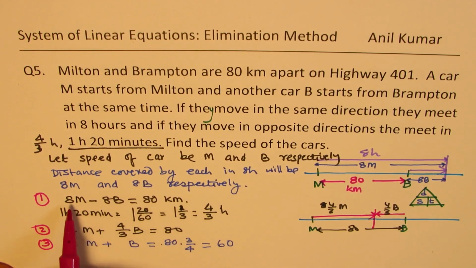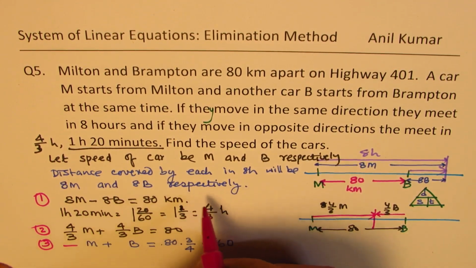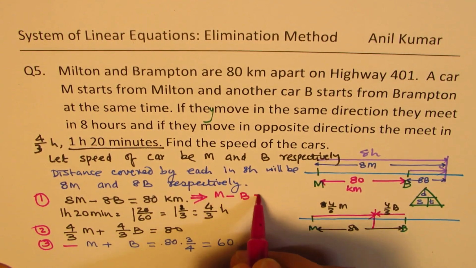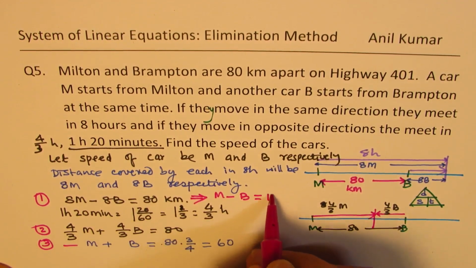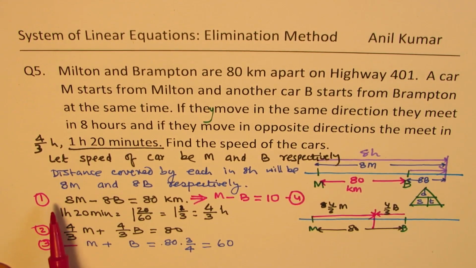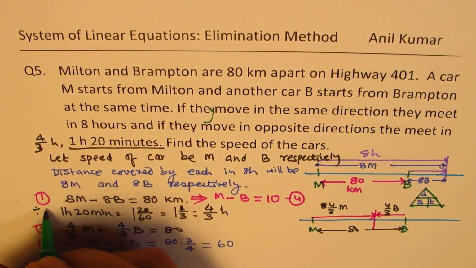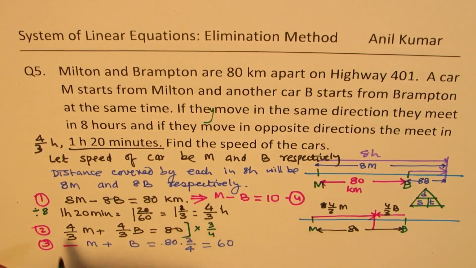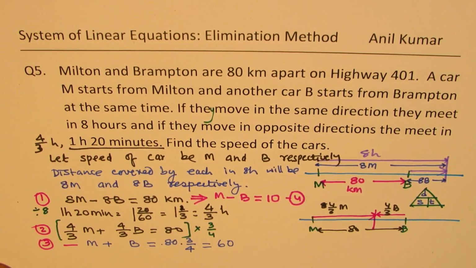In the first equation, I could divide by 8. Right, so this could be written as, let me rewrite, m minus b equals, dividing by 8 gives you 10. We'll call this our equation number 4. So we kind of simplified both equation 1 and 2. Dividing the first equation by 8 gave us m minus b equals 10. Multiplying the second equation by 3 over 4, do you see that? To get the simplified equation. Now we can eliminate and find the answer.